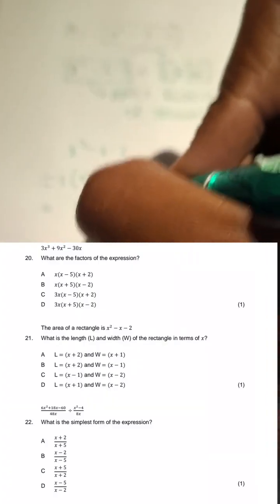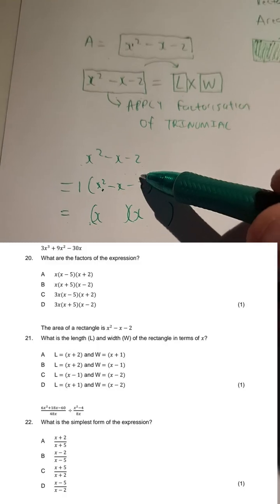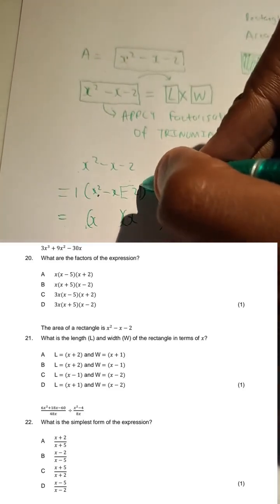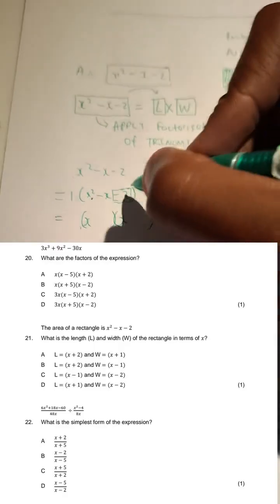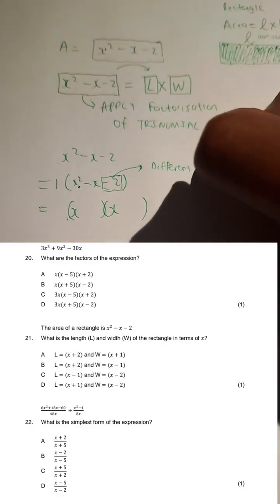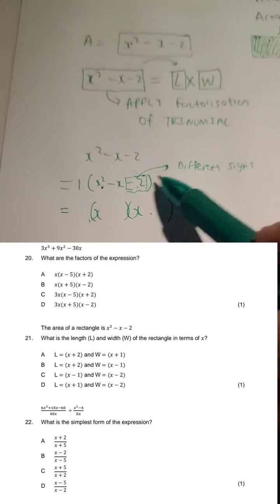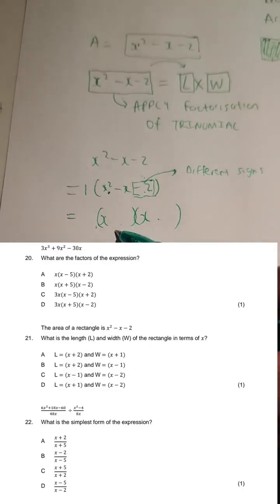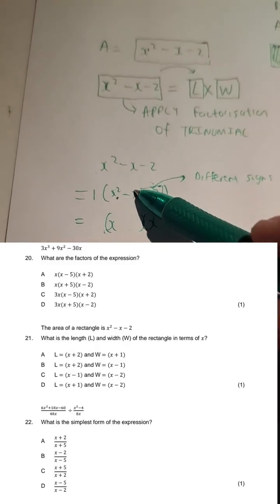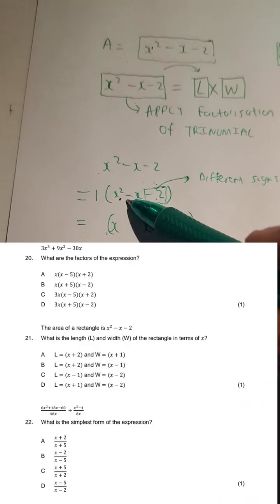We know that it will be x and x, because x times x will give me the x squared. Then I need to find the factors of negative 2. This negative 2 here, guys, what do we know about it? We know that if there's a negative constant term, this means we are going to have different signs inside the bracket. Those different signs, the highest factor out of the factors of 2 will have a negative sign.